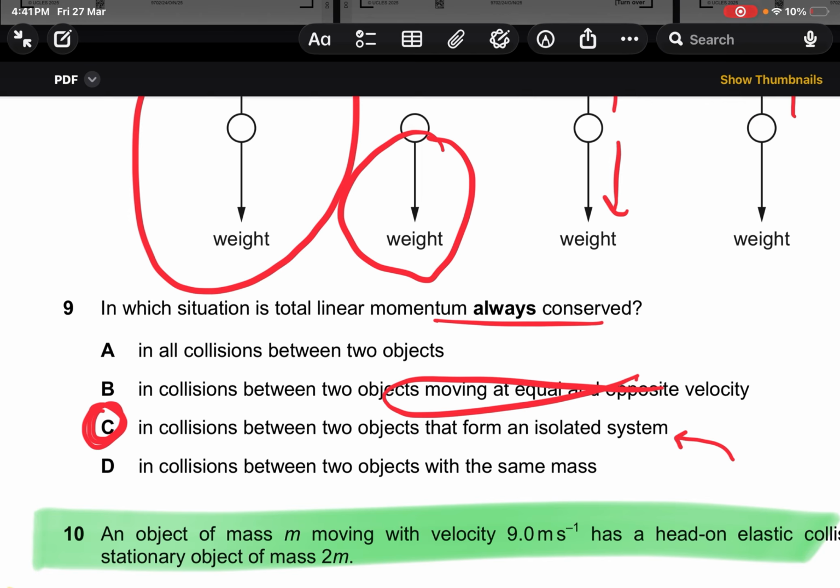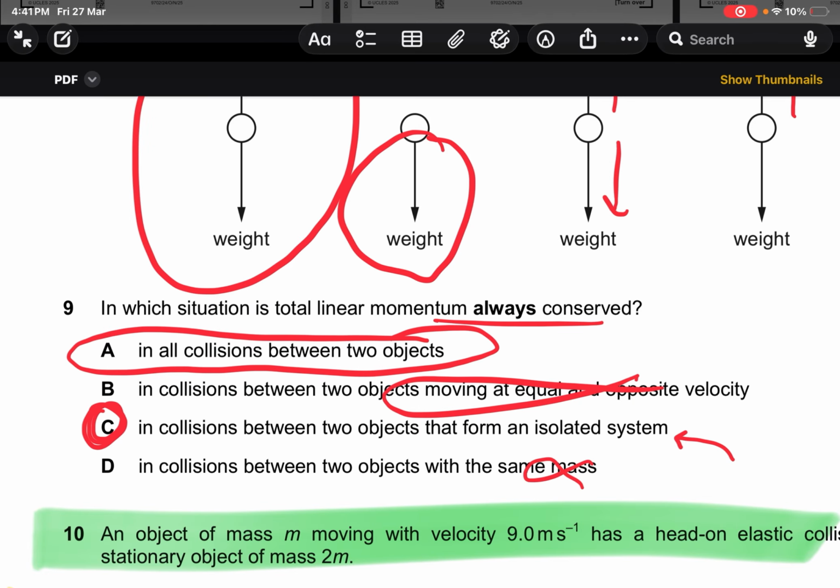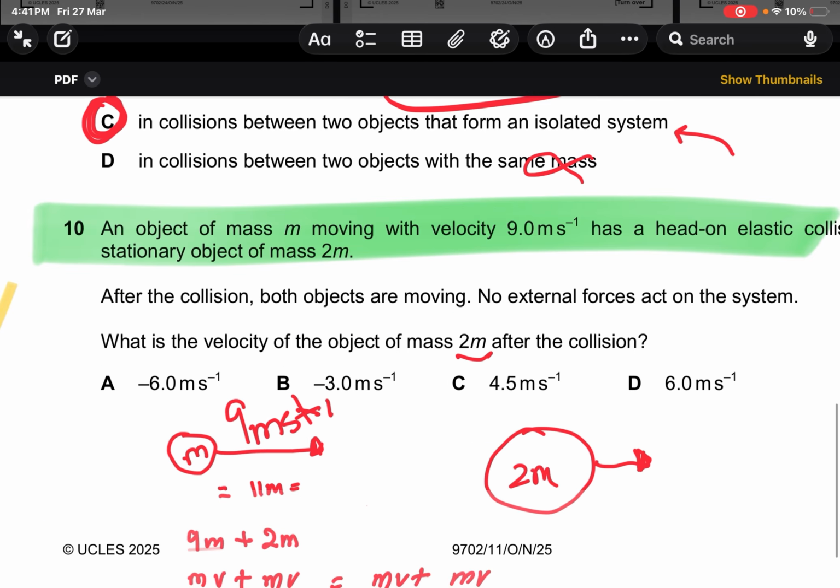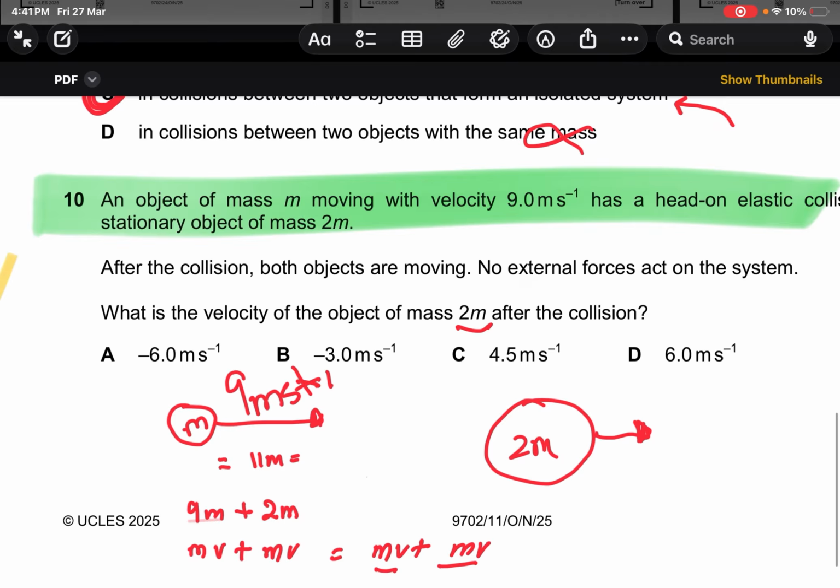In the collision between two objects with the same mass, no. You've solved a bunch of questions in which the masses are not equal. In all collisions between two objects, no, only in collisions in which no external forces are acting. If there's a collision and some random forces act from outside, the momentum is not going to remain conserved. Okay, so now we have this question.